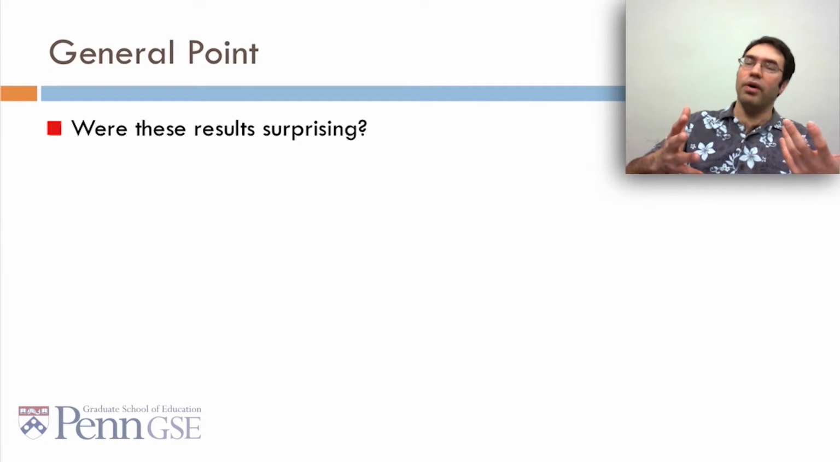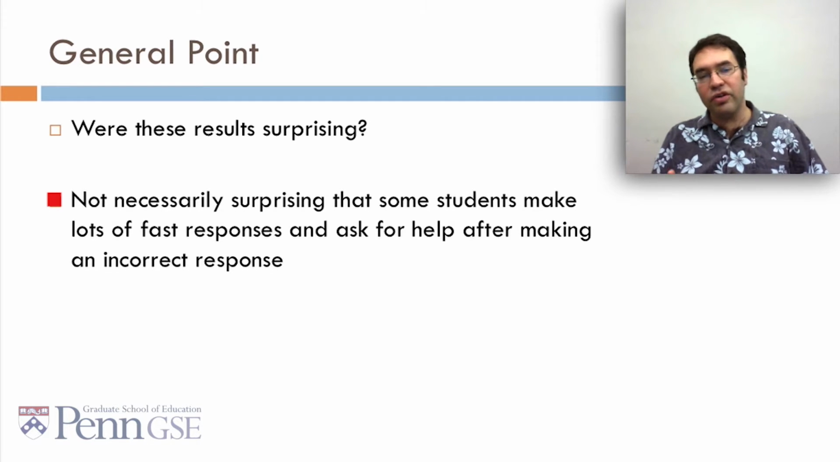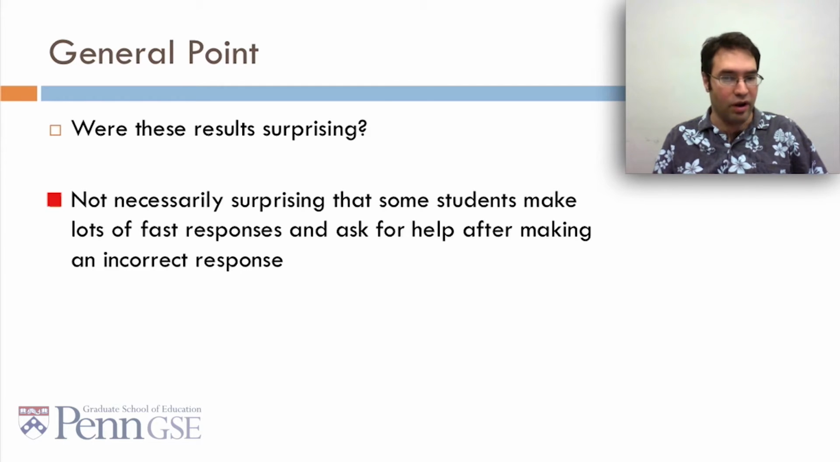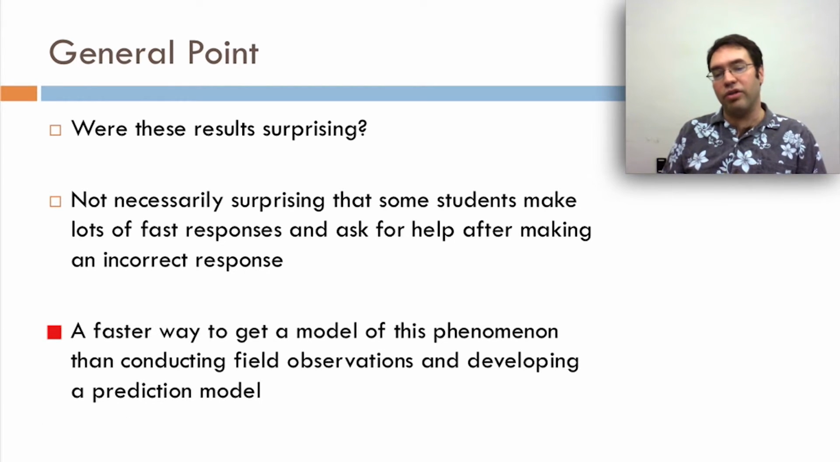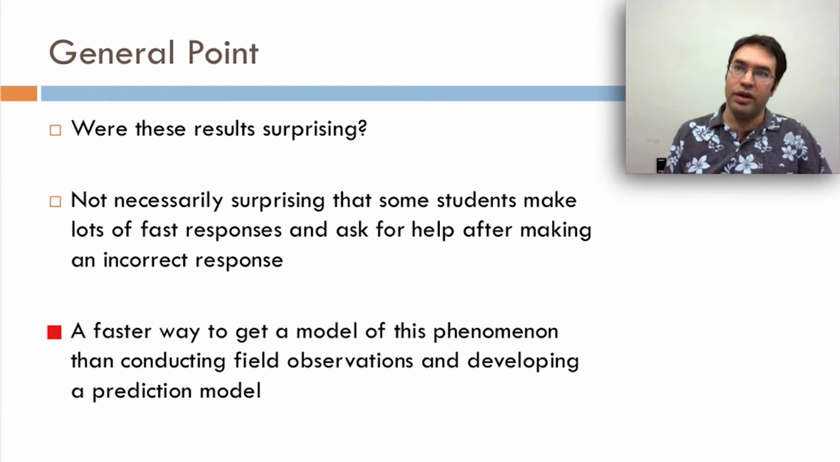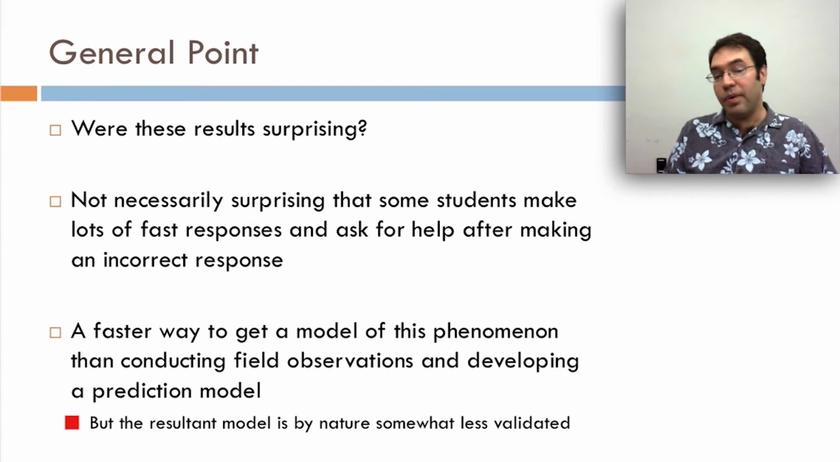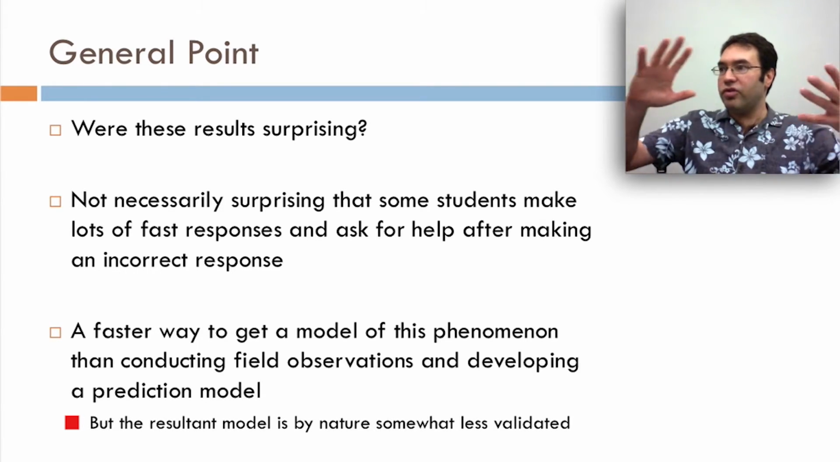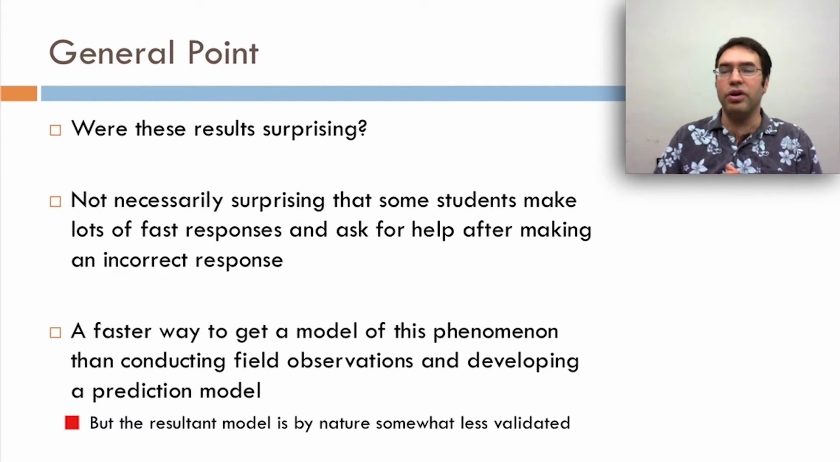So one general point was, are these results surprising? It's not necessarily surprising that some students make lots of fast responses and ask for help after making an incorrect response. But this is a faster way to get a model of this phenomenon than it would be to conduct field observations and develop a prediction model. It's a very efficient way to get at this. The resultant model is by nature somewhat less validated. There's kind of a trade-off. When you build these kind of models with clustering, you don't validate them the way you do with prediction models. But on the other hand, it's really fast to get them.